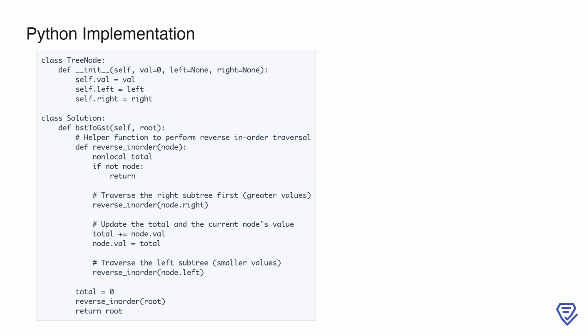Time complexity: O(n), where n is the number of nodes in the tree. Each node is visited exactly once during the traversal. Space complexity: O(h), where h is the height of the tree. This accounts for the maximum depth of the recursive call stack. This implementation is concise, efficient, and leverages the properties of BSTs to perform the transformation in optimal time.